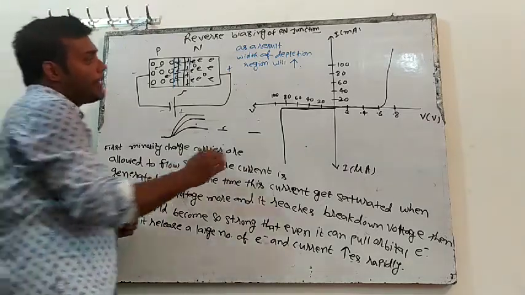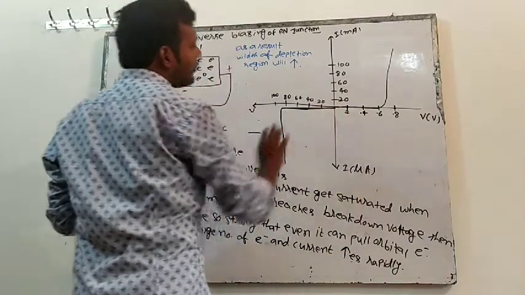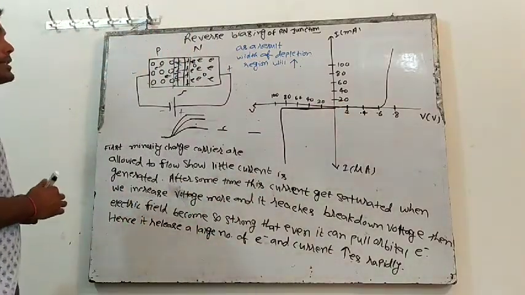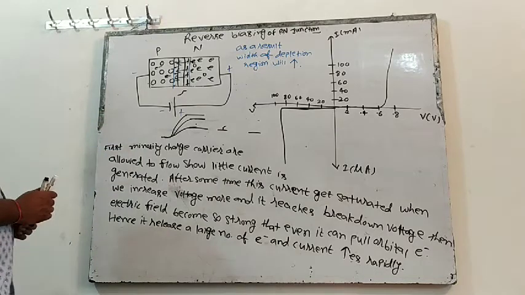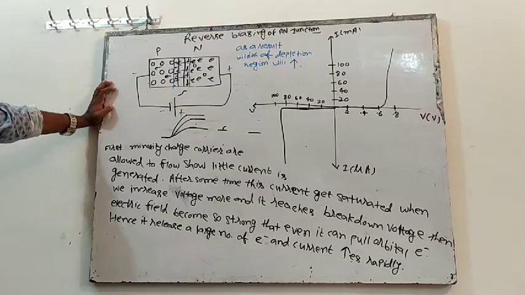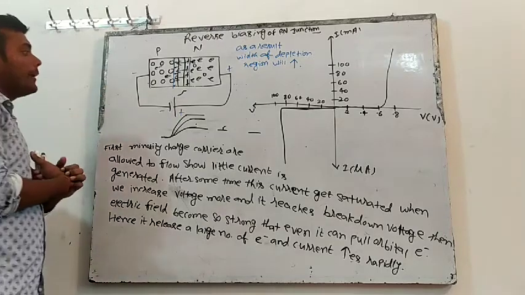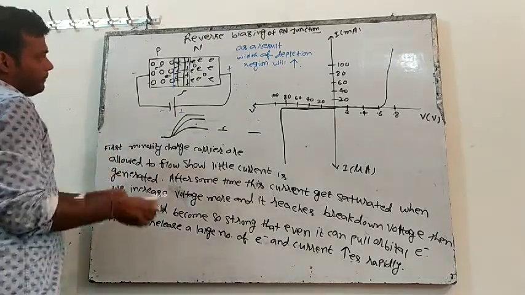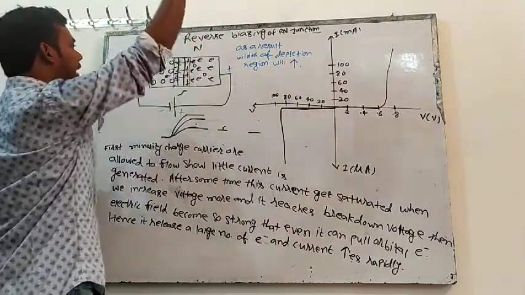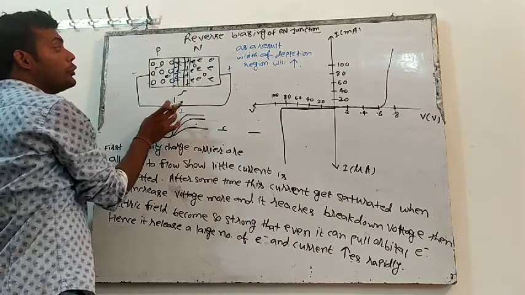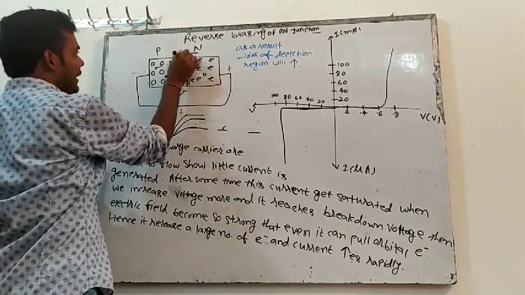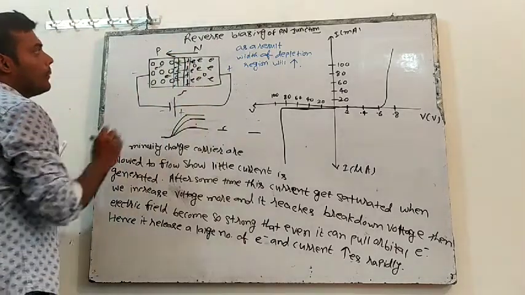So initially what will happen? Very little current will be generated. And slowly what will happen? After some time this current gets saturated, because see this one. This is positive, this is positive. So what will be the direction of the field due to the same? So this is the electric field due to the depletion region, and its direction is positive to negative.